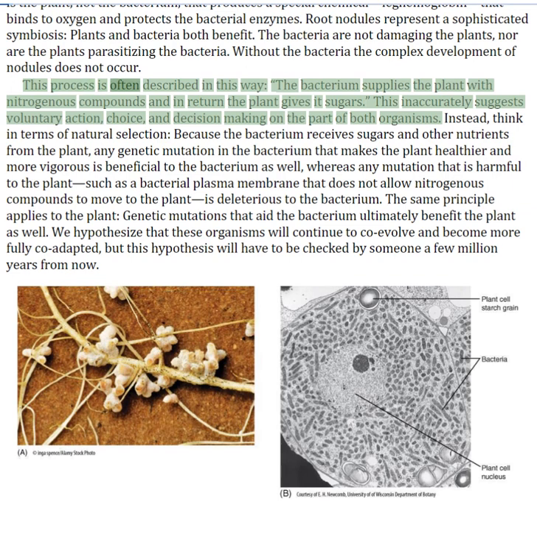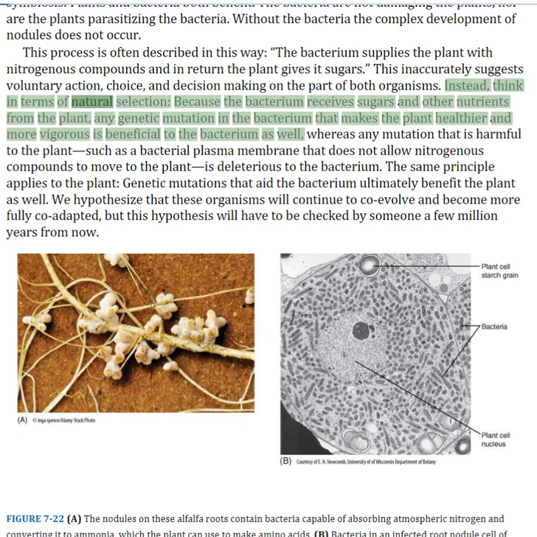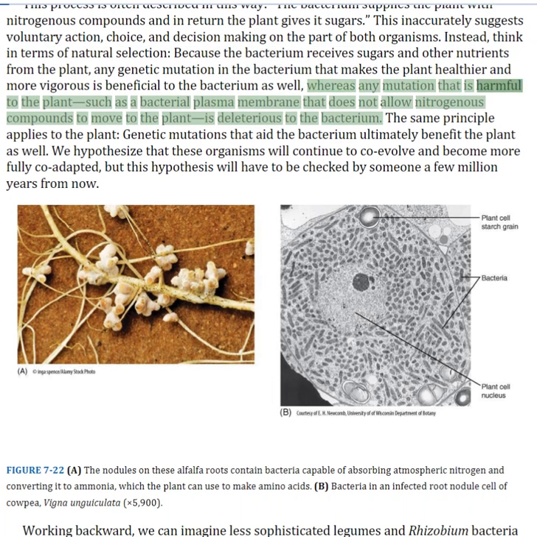This process is often described in this way: the bacterium supplies the plant with nitrogenous compounds and in return the plant gives it sugars. This inaccurately suggests voluntary action, choice, and decision-making on the part of both organisms. Instead, think in terms of natural selection. Because the bacterium receives sugars and other nutrients from the plant, any genetic mutation in the bacterium that makes the plant healthier and more vigorous is beneficial to the bacterium as well. Whereas any mutation that is harmful to the plant, such as a bacterial plasma membrane that does not allow nitrogenous compounds to move to the plant, is deleterious to the bacterium.